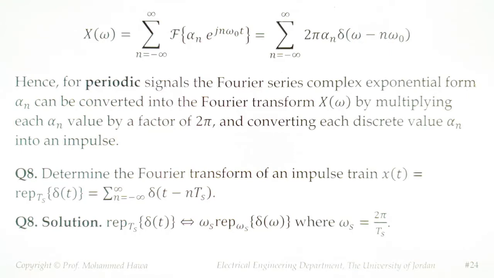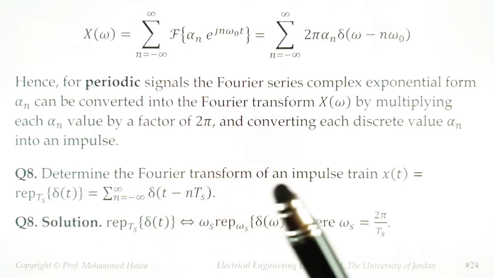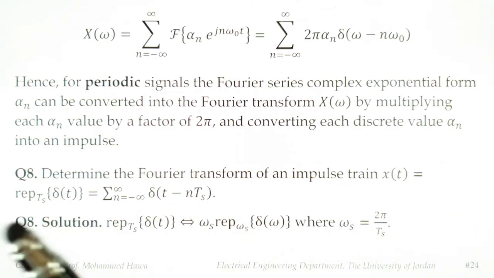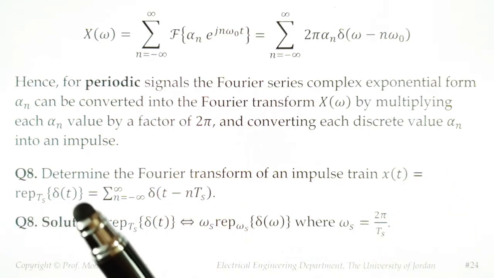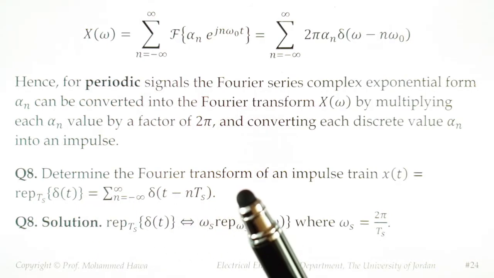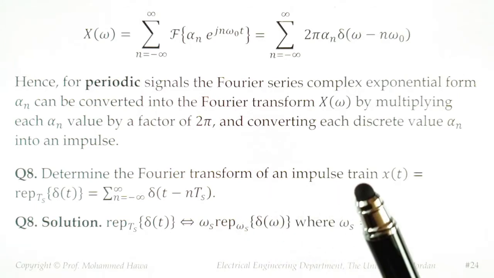As a special case of this result, let me give you a homework. Determine the Fourier transform of an impulse train. X of t equal repeat every ts delta of t. This is a periodic signal where I repeat delta of t at 0, ts, 2ts, 3ts, 4ts, 5ts, and so on. So I get infinity impulses in time domain, which is known as an impulse train.